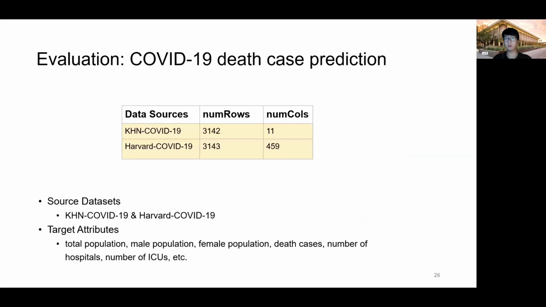In this work, we mainly evaluate with two scenarios. The first one is COVID-19 death case prediction. We use two datasets from Castle Health News and Harvard University to integrate attributes such as population, death cases, number of hospitals, ICU beds, and so on. Here, the Harvard COVID-19 is a wide table and has 459 attributes.